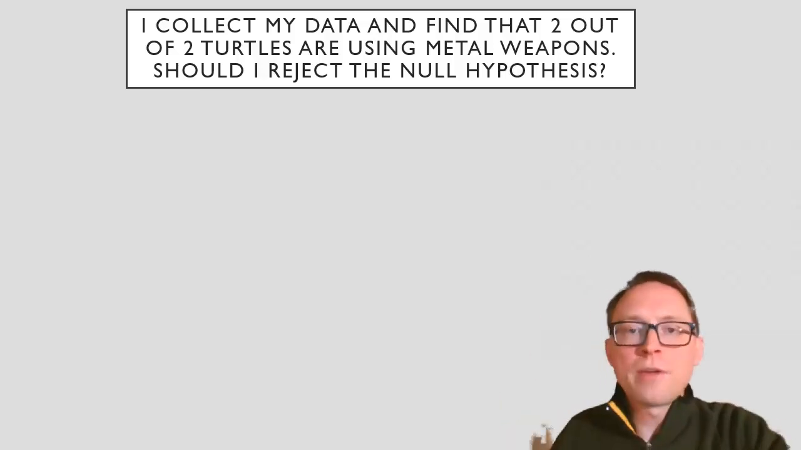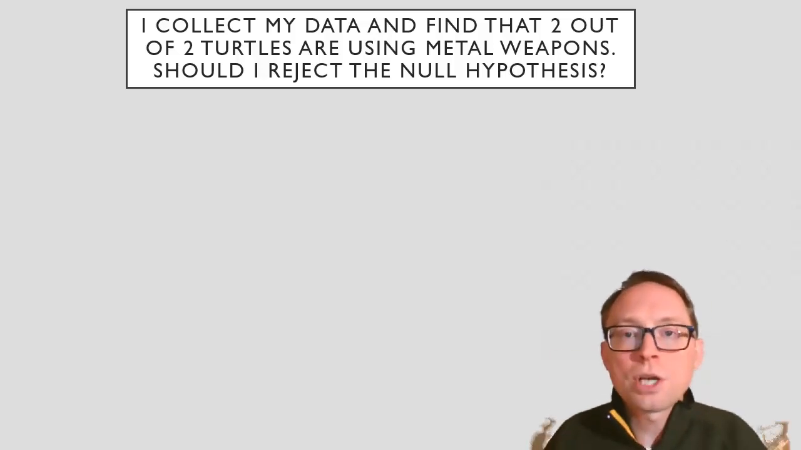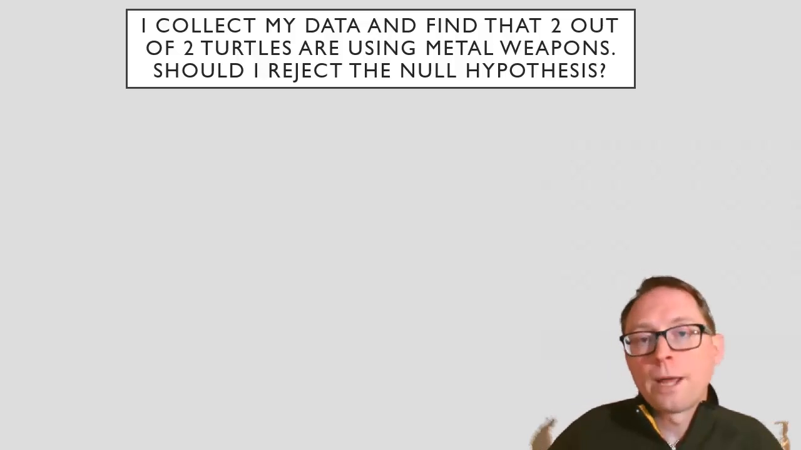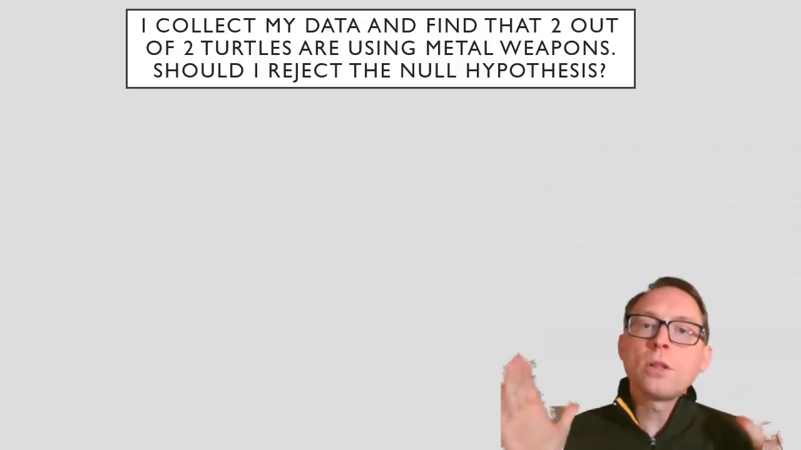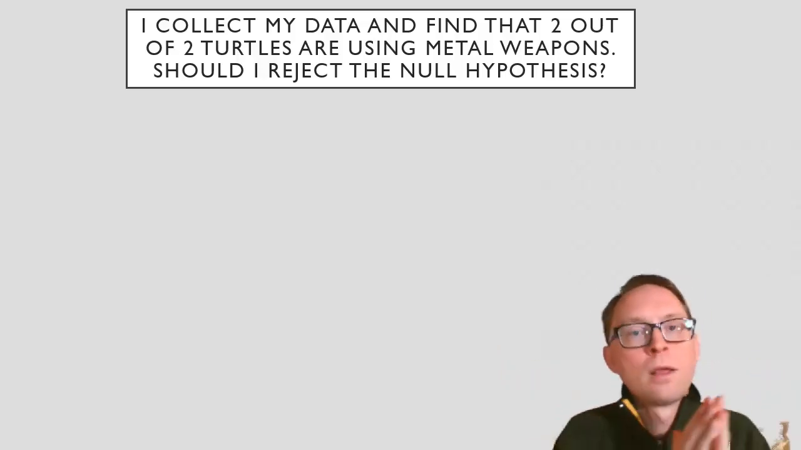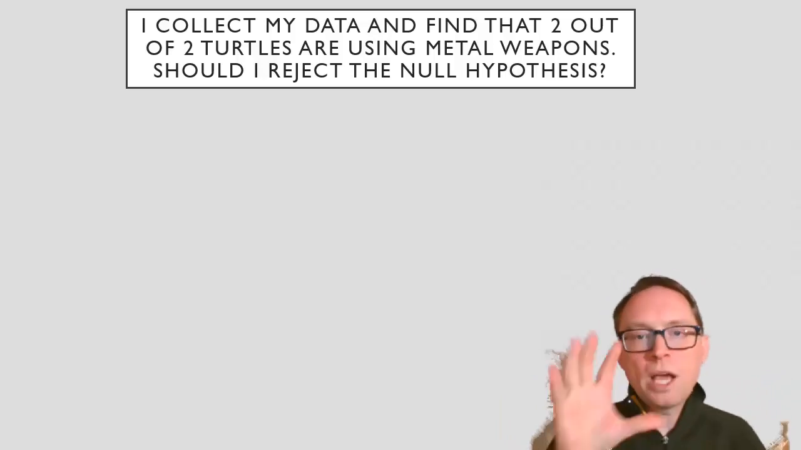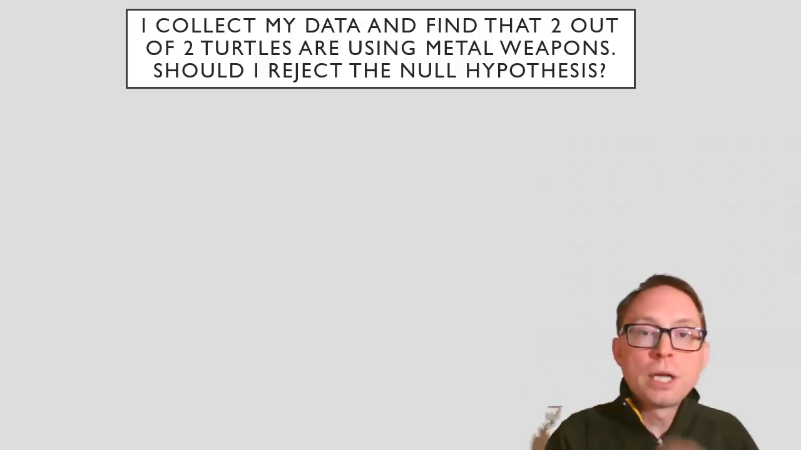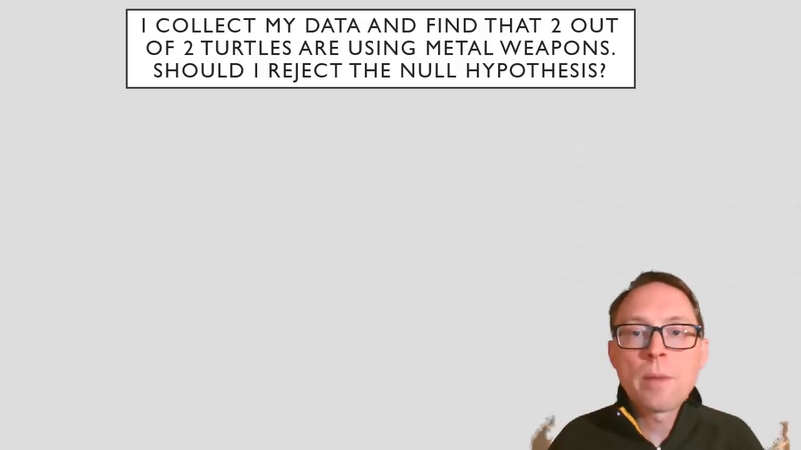I have a hypothesis that if Shredder's on fire, the turtles are going to choose metal weapons instead of wooden weapons, right? We know they're going to be fighting Shredder all week long, so they're going to encounter Shredder on fire every day of the week. On Monday, day 1, I take 1 out of 4 turtles and see whether or not they're using a metal weapon. Then on day 2, I take 1 out of 4 turtles and see whether or not they're using a metal weapon, right? N equals 2, okay?